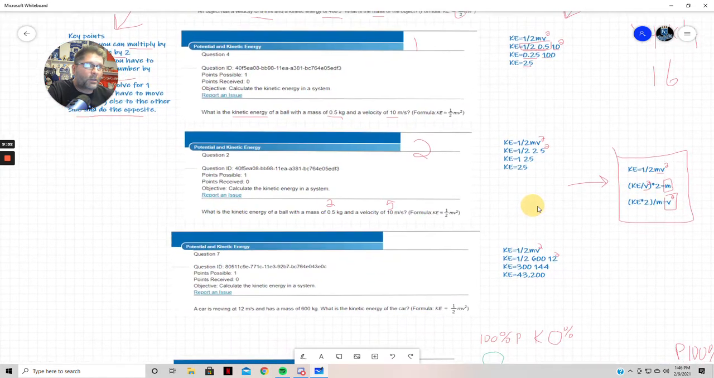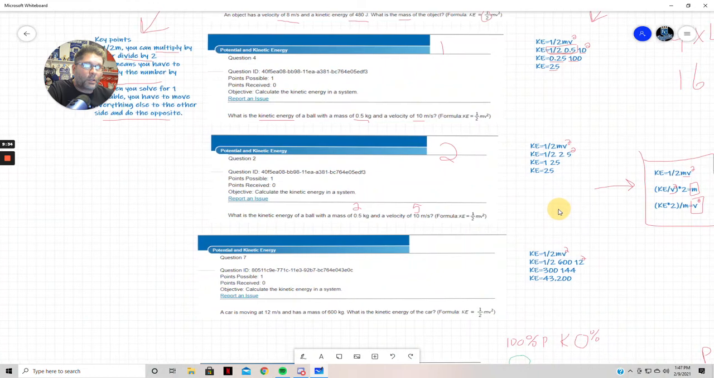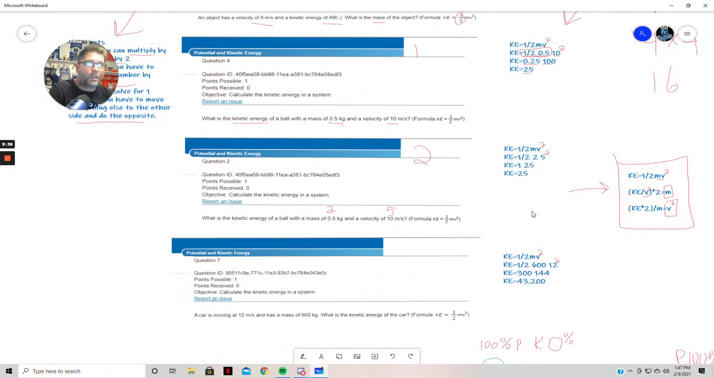Yeah, we don't need to see the key points any longer. I think we've got the idea down now. So now we're right here, and this is attempt 2, question 2, which is the same as, you can see, attempt 1, question 4.